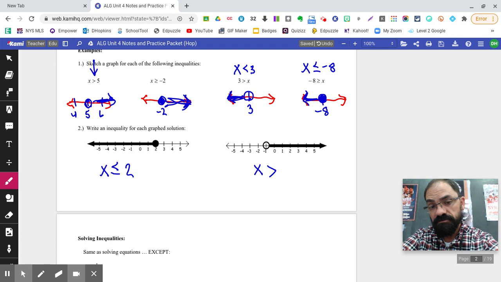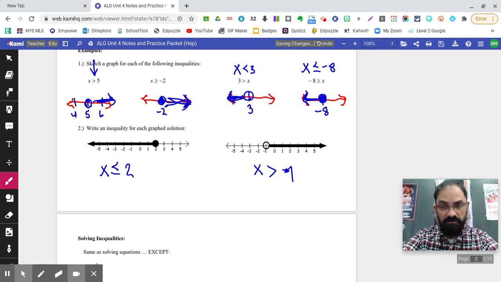Oops, negative 1. That's negative 1. Sorry about that. My computer froze. Bear with me a little bit.